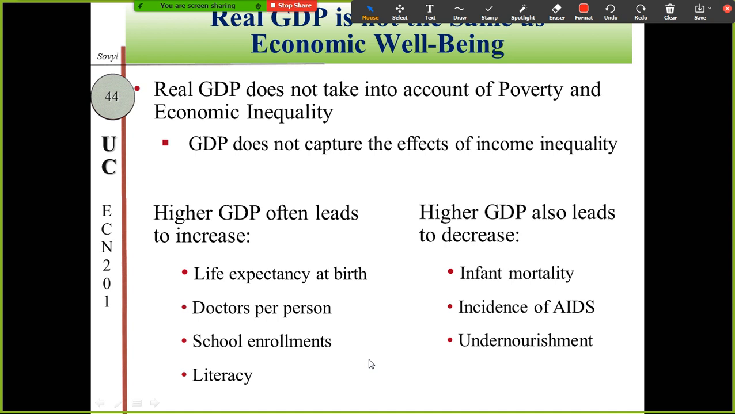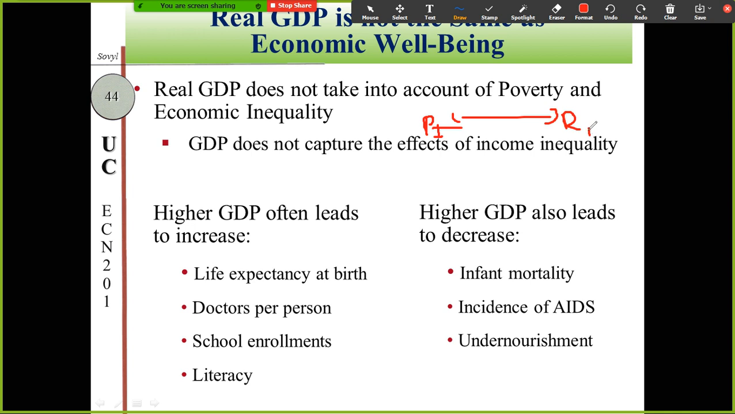Okay. The other one: real GDP does not take into account poverty and economic inequality. You can go to the textbook for more; I just captured a short one. GDP does not capture the effects of income inequality. Income inequality refers to the gap between the poor's income and the rich's income in the country. So GDP does not take into account the gap between what the poor earn and what the rich earn.